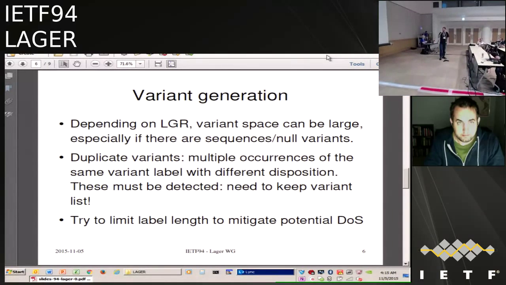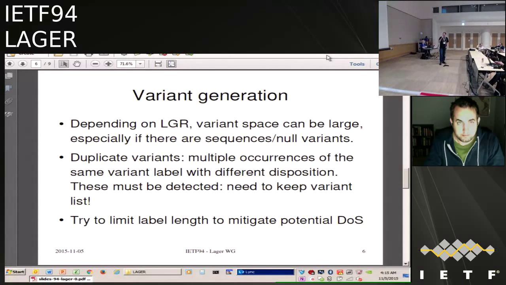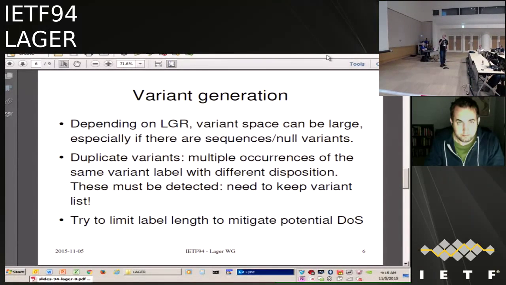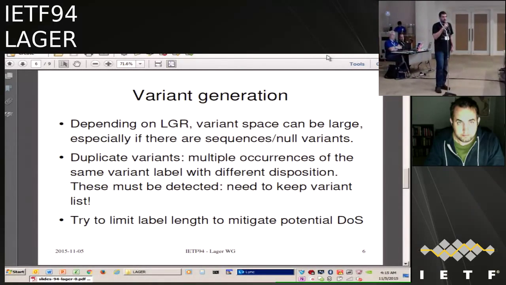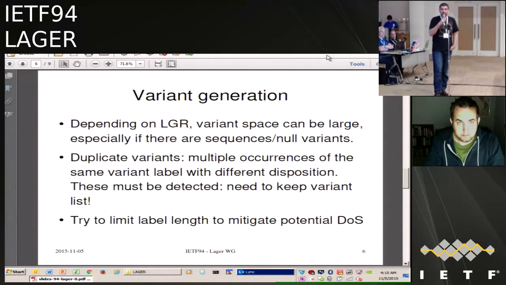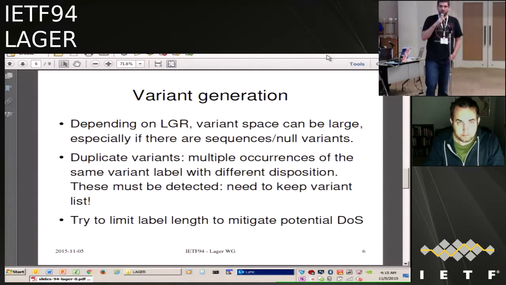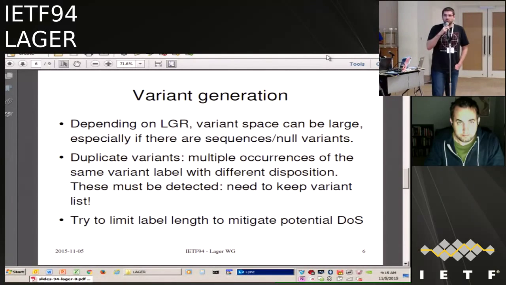And finally, one of the potential solutions to mitigate this kind of resource exhaustion is to limit the label length. If you authorize the default maximum length, which is 63, if I remember correctly, it's almost certain that you will reach a DoS very quickly. So you can try to do some heuristic computation on your LGR and come up with some length which is adapted to the LGR file you are processing.